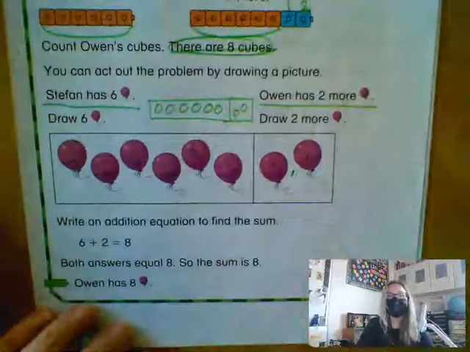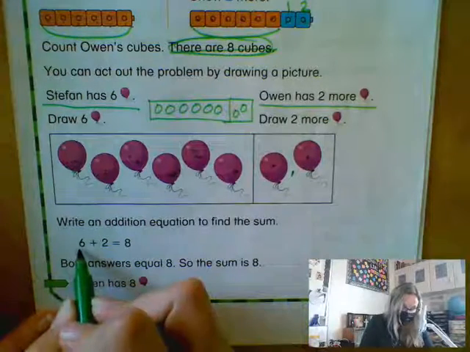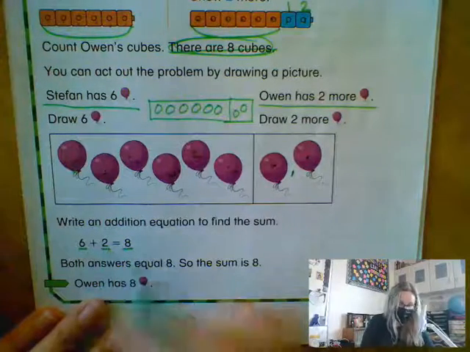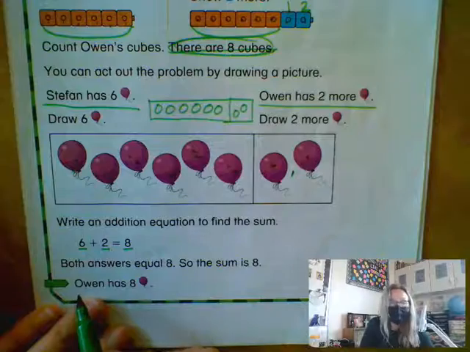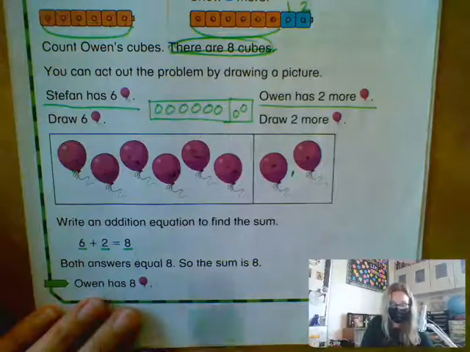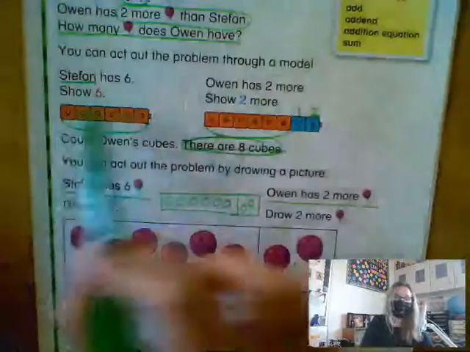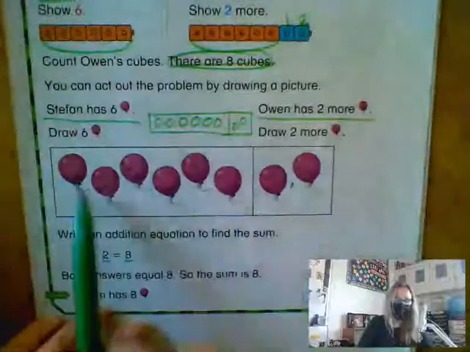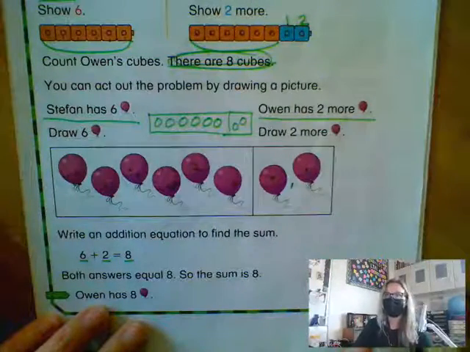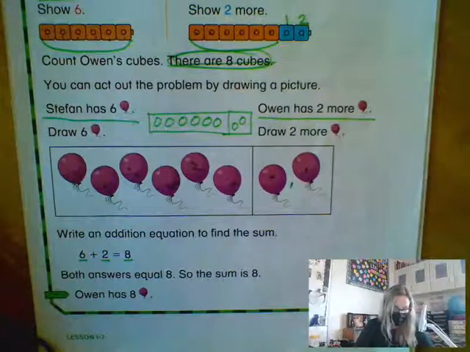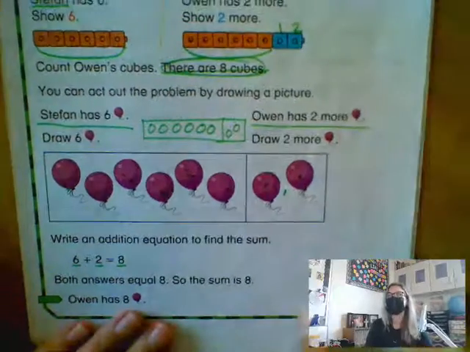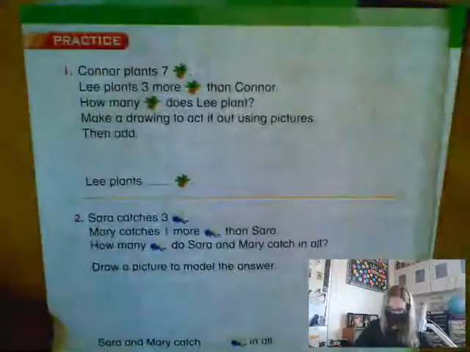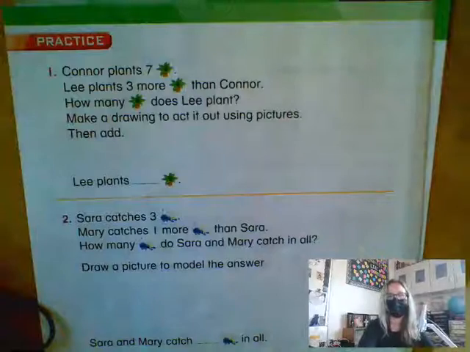So to write that addition equation, we would say 6 balloons plus 2 more balloons equals 8 balloons. So both answers equal 8. Our sum is 8. When we used our cubes, we got 8. And when we drew our pictures, we got 8. Okay? So how many balloons does Owen have? 8. Okay? So now let's turn the page and let's look at the practice problem on page 30.